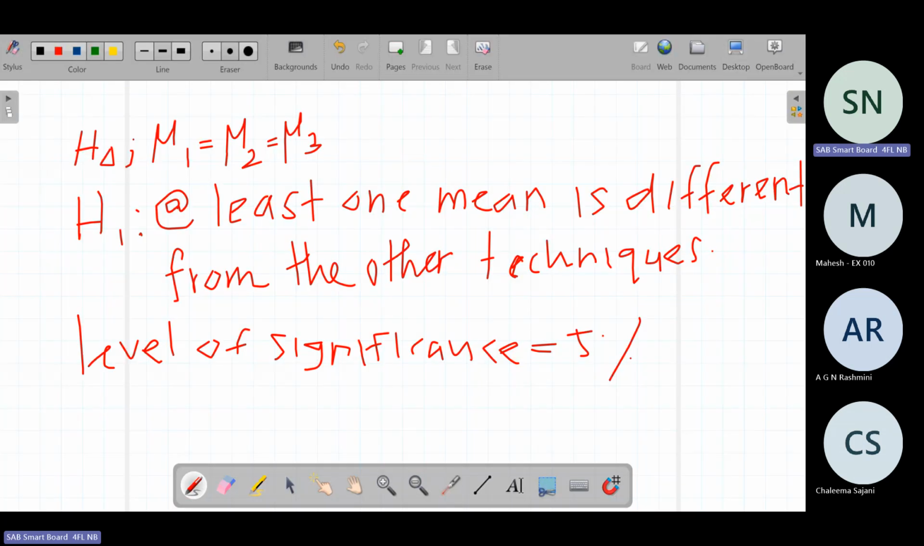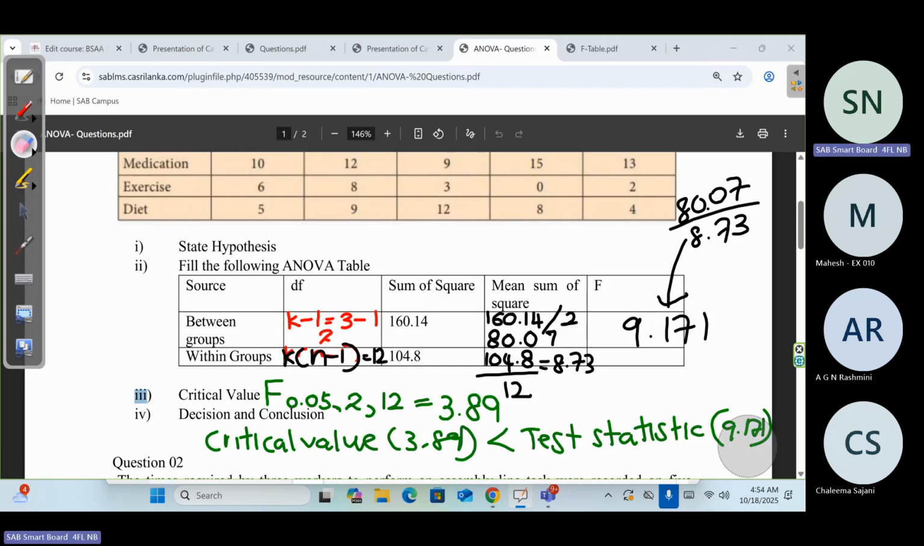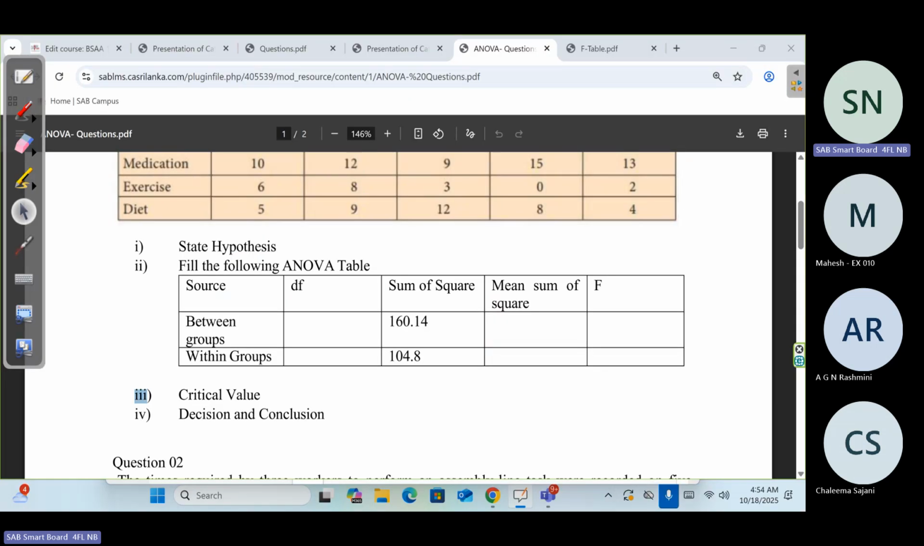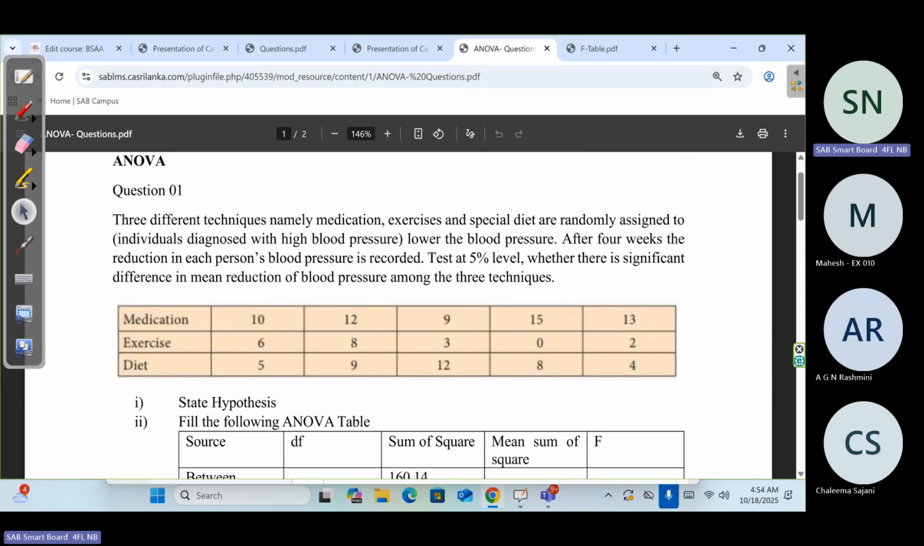Then here, H naught is rejected. Now H naught is rejected. Then which one can we accept? H1. H1 means there is a significant difference. Understood? Then this one we can take from the question. You can write the conclusion using the question.